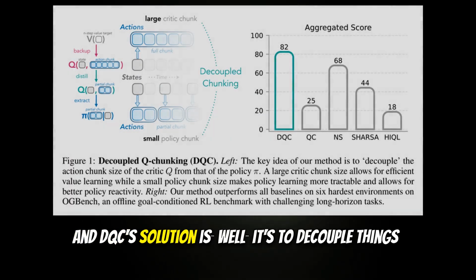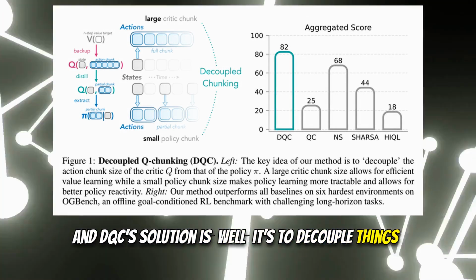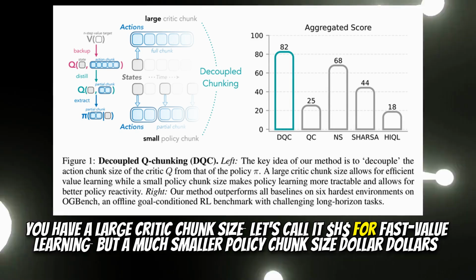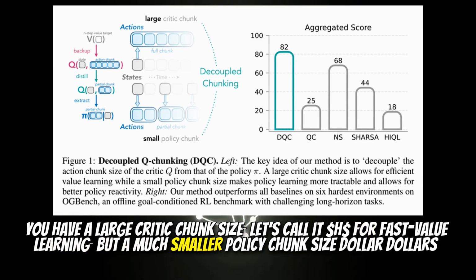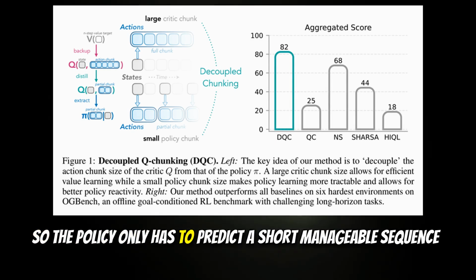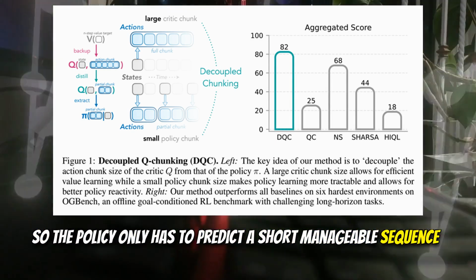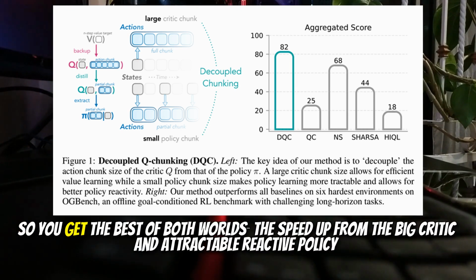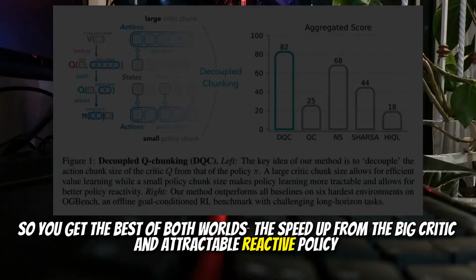And DQC's solution is, well, to decouple things. You have a large critic chunk size, let's call it h, for fast value learning, but a much smaller policy chunk size, h_a. So the policy only has to predict a short, manageable sequence. And it's trained against this special distilled critic that summarizes the long-term value from the main big critic. So you get the best of both worlds, the speedup from the big critic and a tractable reactive policy.